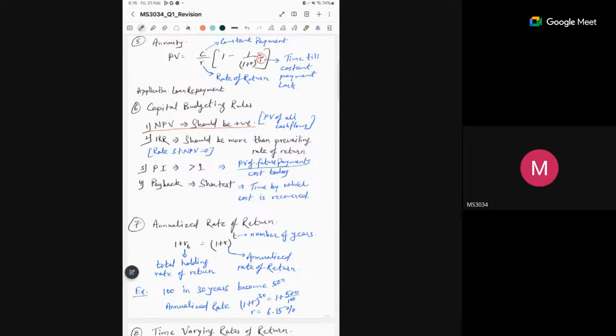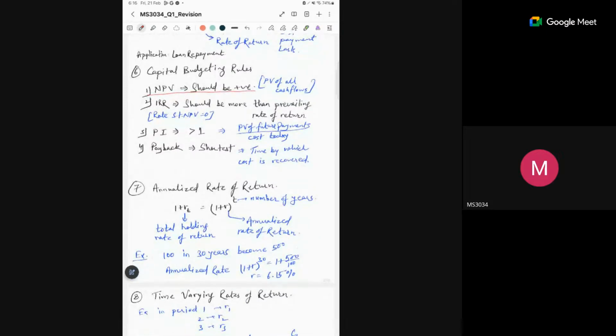IRR, the simple definition of that, is the rate of return at which your NPV becomes zero. And the rule which we follow for capital budgeting is if this IRR is more than the prevailing rate of return, then that project is investable.